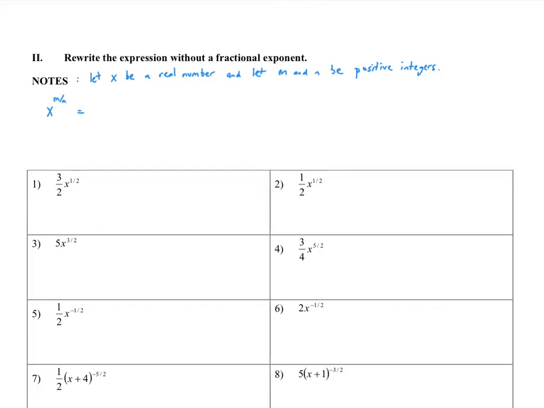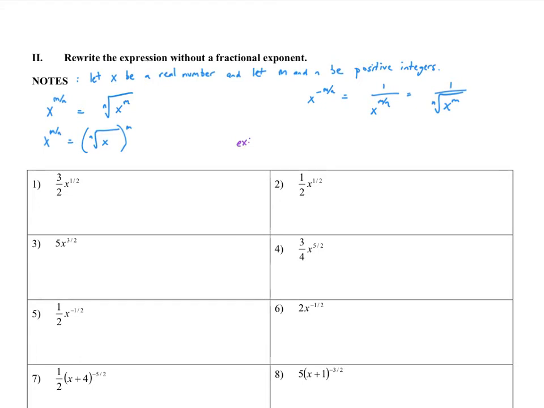Now we should remember our definition from our algebra course. x to the m/n power is equal to the nth root of x to the m. You can also think like this. x to the m/n power is equal to the nth root of x, all to the mth power. x to the negative m over n is equal to 1 divided by x to the m over n, which is equal to 1 divided by the nth root of x to the m.